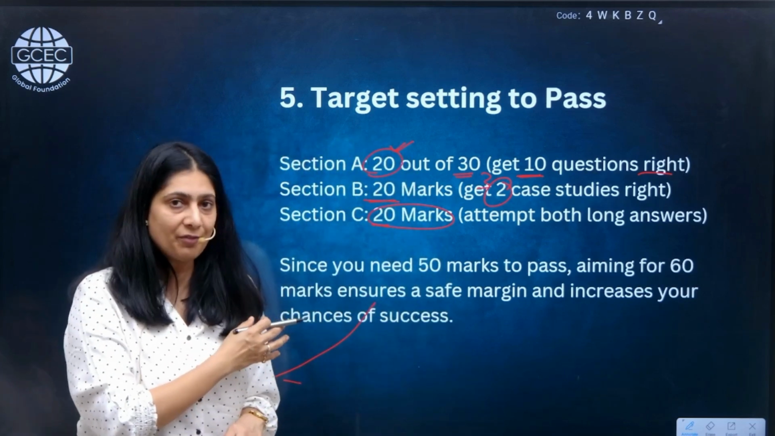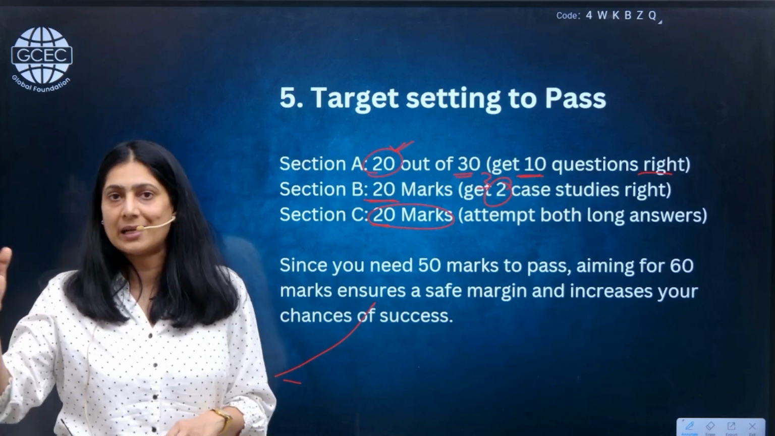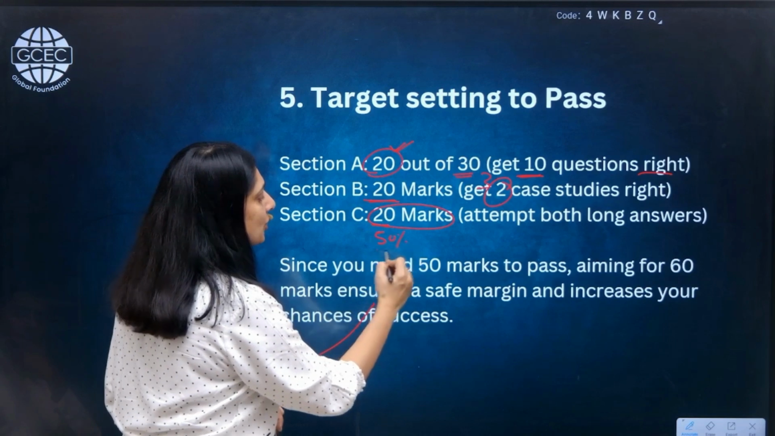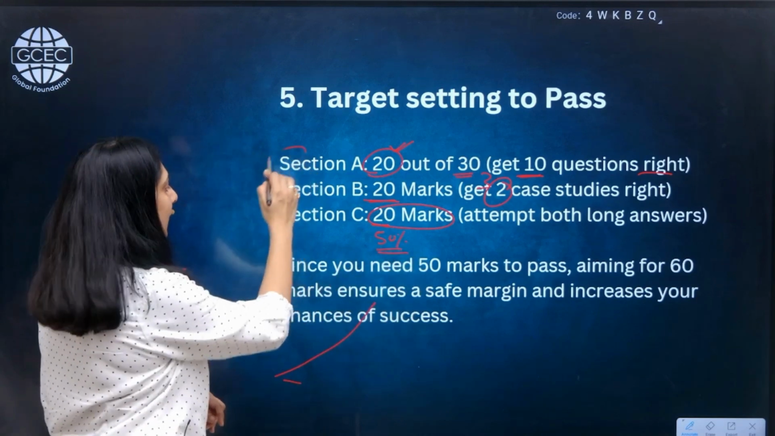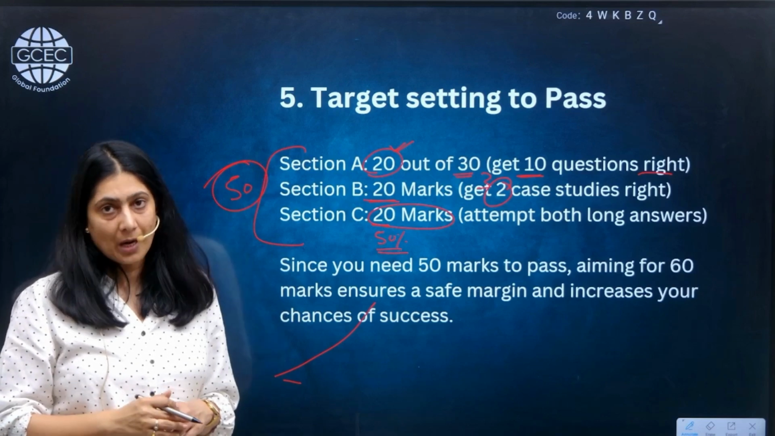So you have calculated the numbers, which is not very difficult. The interpretation or the analysis part usually is difficult. So getting 50% of the marks in section C is actually not difficult. And this will actually add up to 50 marks, which is the required marks to clear the paper.